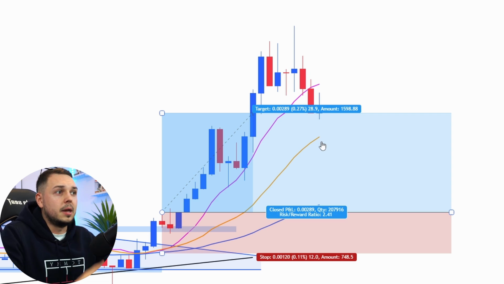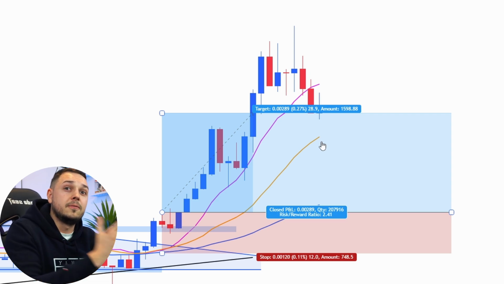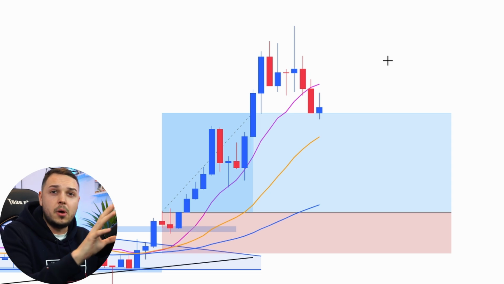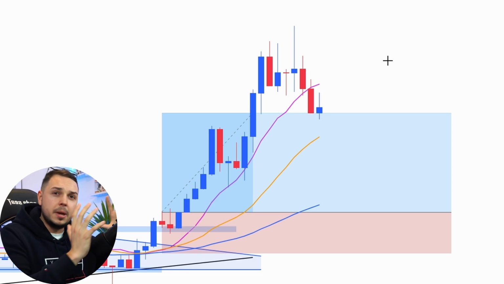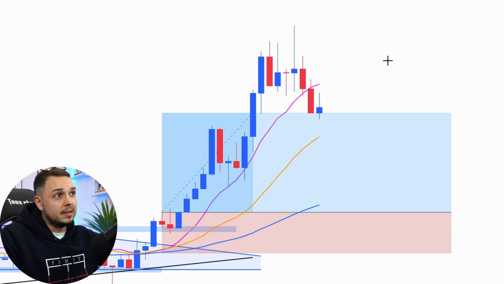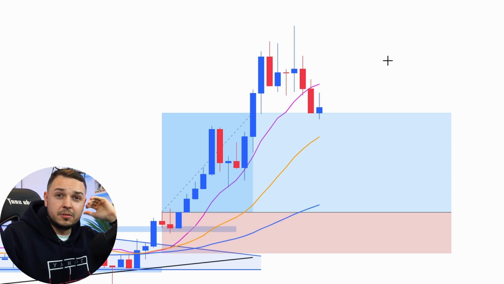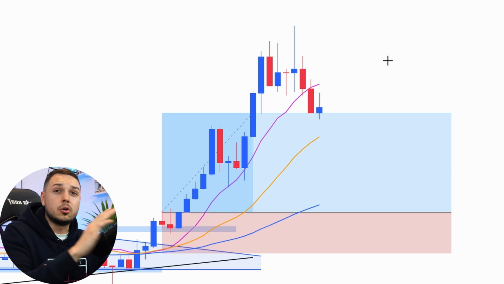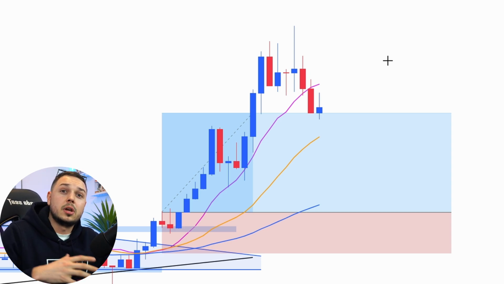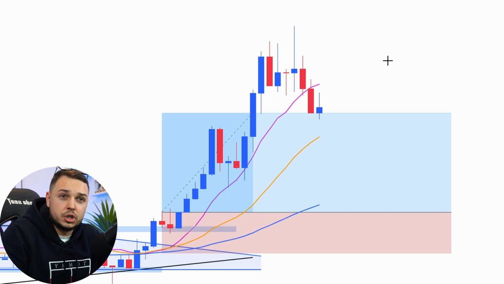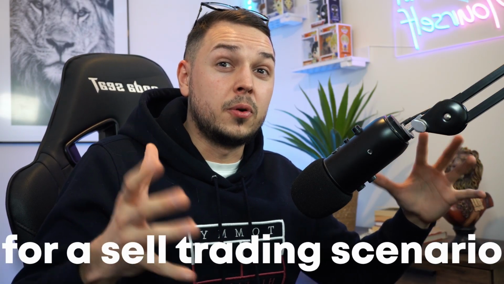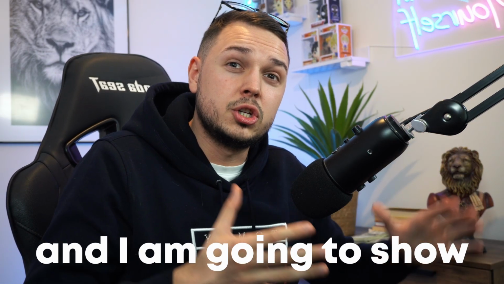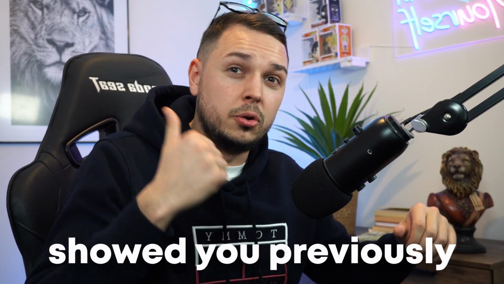So that's double the amount you initially risked the first time, just using the 9 moving average as a great momentum indicator. If the momentum is strong and it's pushing, it's going to respect it. And if the momentum is slowing down little by little and it crosses the 9 moving average, you can close off your trading position. All right, now let's go really in depth for a sell trading scenario, and I'm going to show you a few more tricks that I haven't shown you previously.